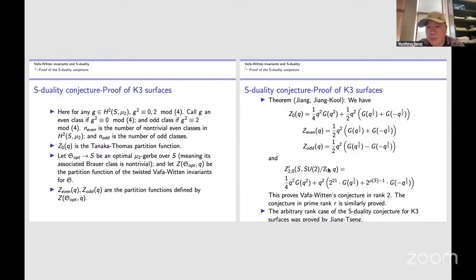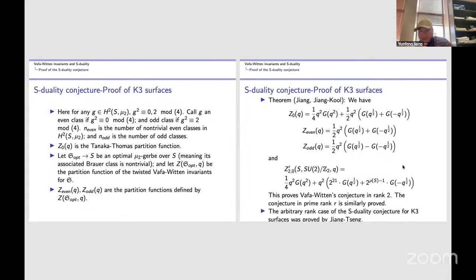Then we can prove that really this is the, oh, sorry, I have a typo. This 2 power rho s minus should be 2 power 10, sorry. So this is really the Vafa-Witten's prediction or conjecture in the Vafa-Witten paper. You can prove it using this twisted thing.